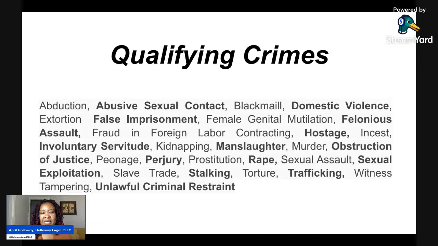Also, attempted and conspiracy count for qualifying crimes as well. So the crime does not have to have been completed. If it was attempted torture, attempted sexual exploitation, attempted manslaughter, those are still going to count as qualifying crimes, even though it wasn't completed.